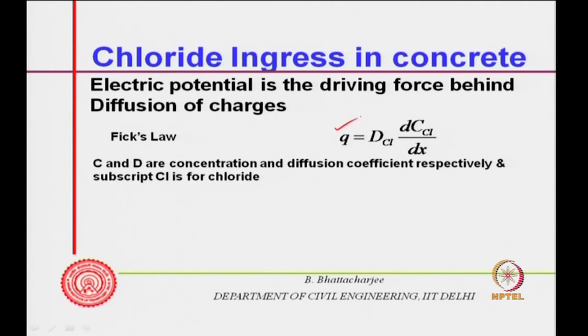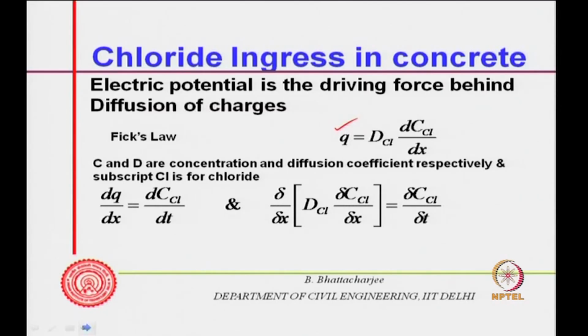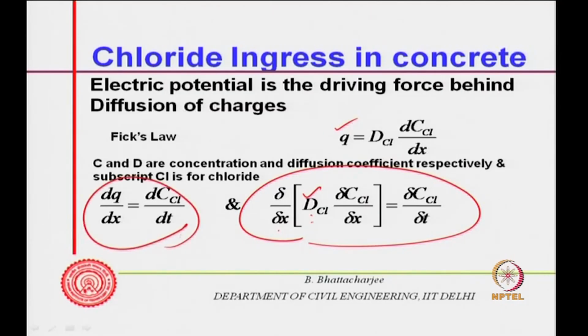So, this is the flux here, and if you look at the mass balance, then it can be written like this. If D_Cl is not a function of the chloride concentration or of space, then it can be taken out, and it will be a linear equation. So, this is what it is. Mass balance will show you this kind of an equation.